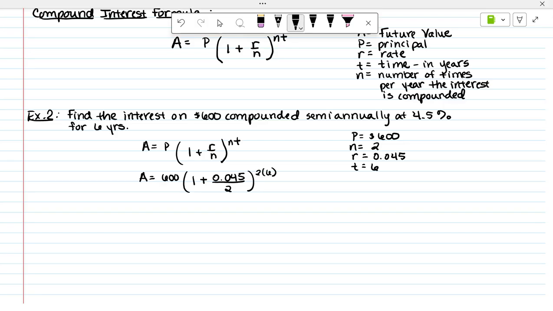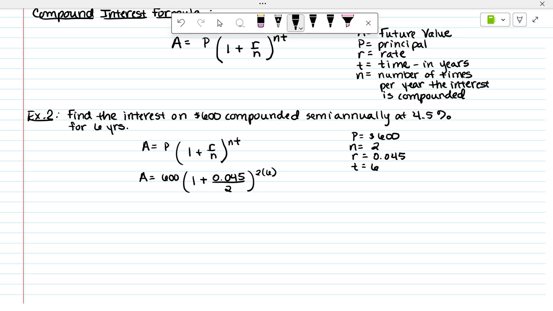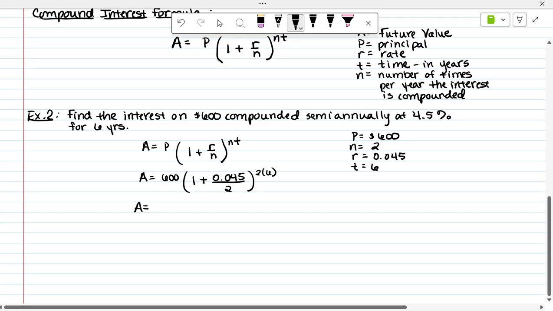Is it best to just type it in? Doesn't matter. It's what is easiest for you. You can actually go in there and do the 1 plus the 0.045 divided by 2. See what you get for that. Raise that to the 12th power. Then multiply that by the 600. As long as you know what's going on, you're fine, because you're going to get the same answer. How you do it is based on your personal calculator skills.